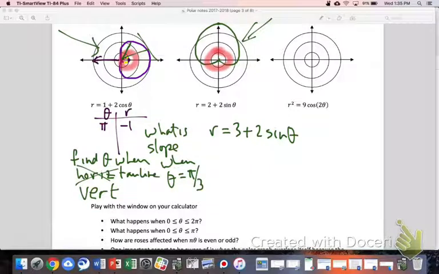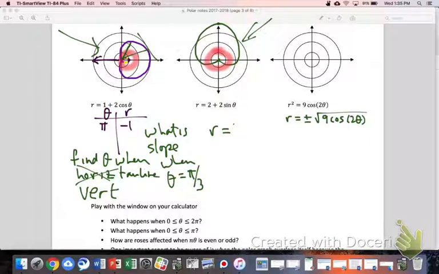Last thing here is the lemniscate, on the right there. Let's take a minute and investigate this a little bit. You notice it's r squared. So if you're going to put this into your calculator, you're going to have to square root both sides, and you have to have plus or minus. So r is equal to plus or minus the square root of 9 cosine of 2 theta. Take a minute, graph that. I think this should look like an infinity symbol.